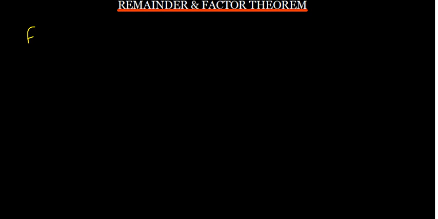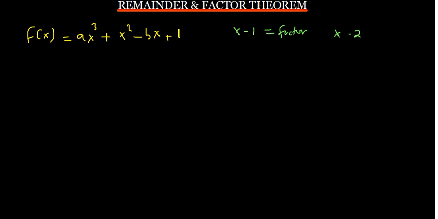Okay, let's say we have f of x, which is equal to ax^3 + x^2 - bx + 1. Now, we are told that x - 1 is a factor of this polynomial, and when you divide it by x - 2, the remainder is, let's say, 1. We now want to find the values of a and b for this function.